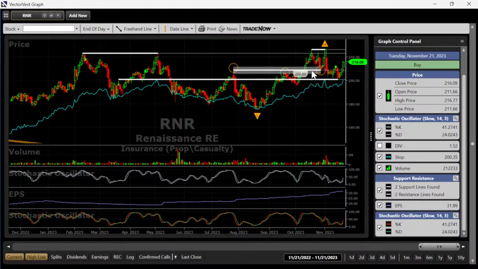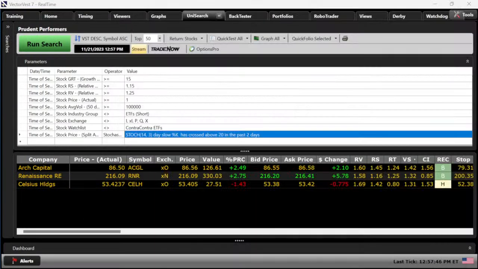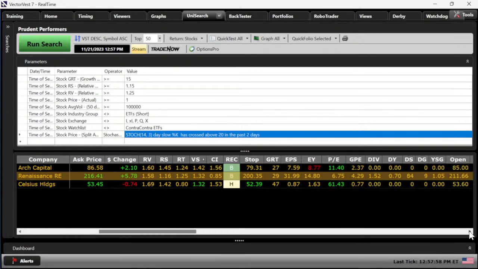Same thing with this one. Look at this one. Love it. I love this setup. Price action here. Look, R&R. Let's do the analysis. $216 price, $330 value. Fantastic. RV 1.58. Very good. Excellent. It's on a 0 to 2 scale. It's a safe investment.